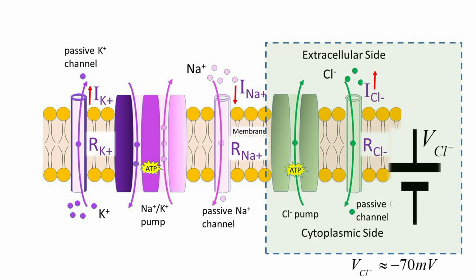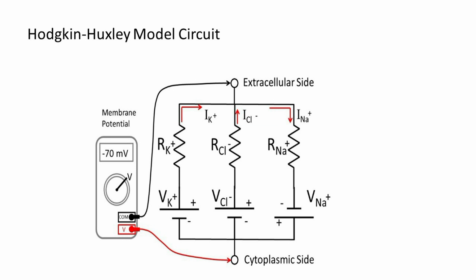Chloride ions have a large outer concentration but are also negative ions. They produce a negative Nernst potential. As part of their Nobel Prize-winning work, Hodgkin and Huxley developed the model circuit shown here to predict an overall cell membrane potential. The cytoplasmic interior of the cell is at the bottom. The extracellular outside is shown at the top. The voltmeter is measuring the cell membrane potential of the inside relative to the outside.